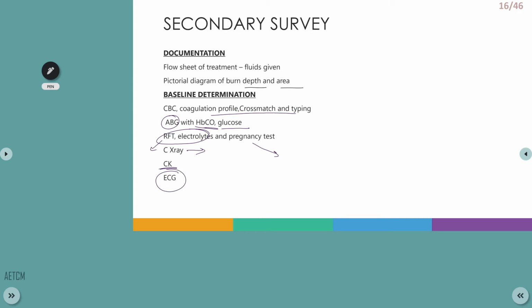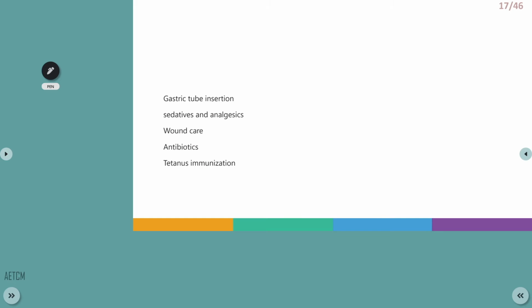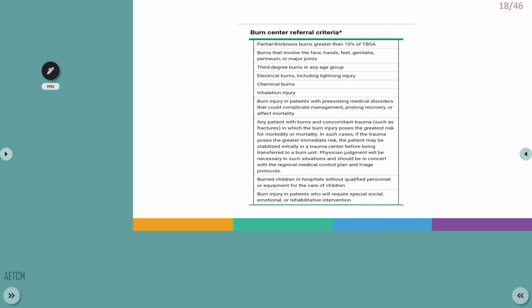And ECG monitoring and cardiac monitoring especially is important in case of electrical burns, because we have already told there is a high risk of arrhythmia. Okay, and other adjuncts like gastric tube insertion, especially in an intubated patient, sedation and analgesia, adequate wound care, antibiotic, and tetanus immunization also should be given to these patients.